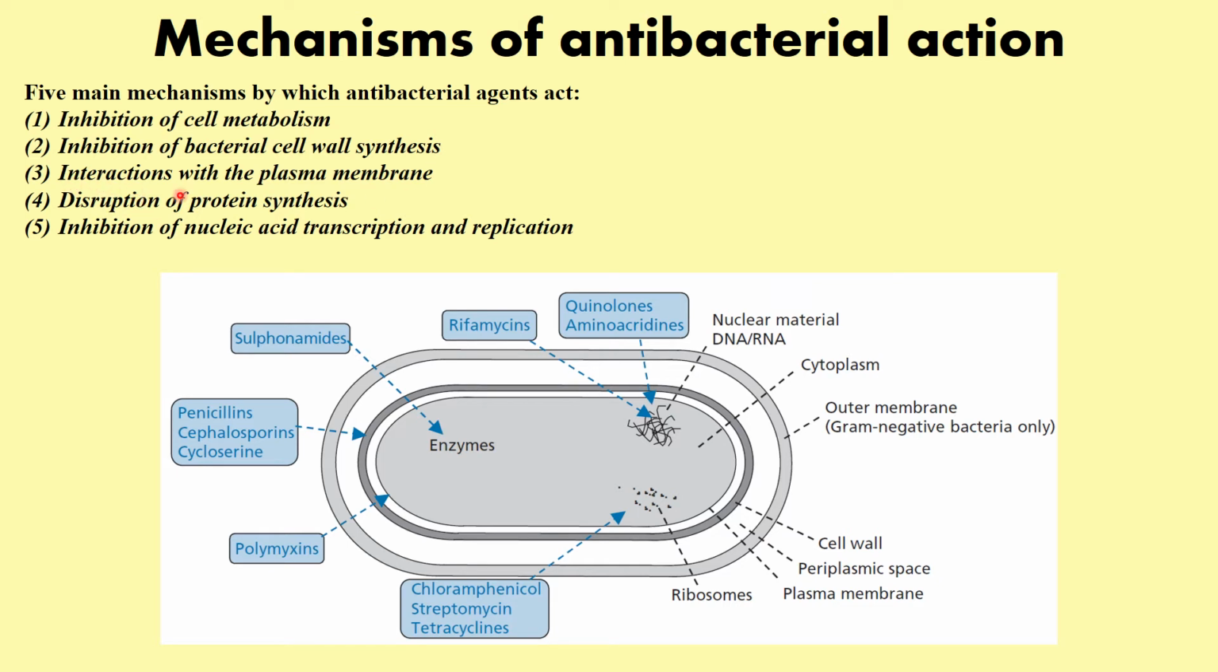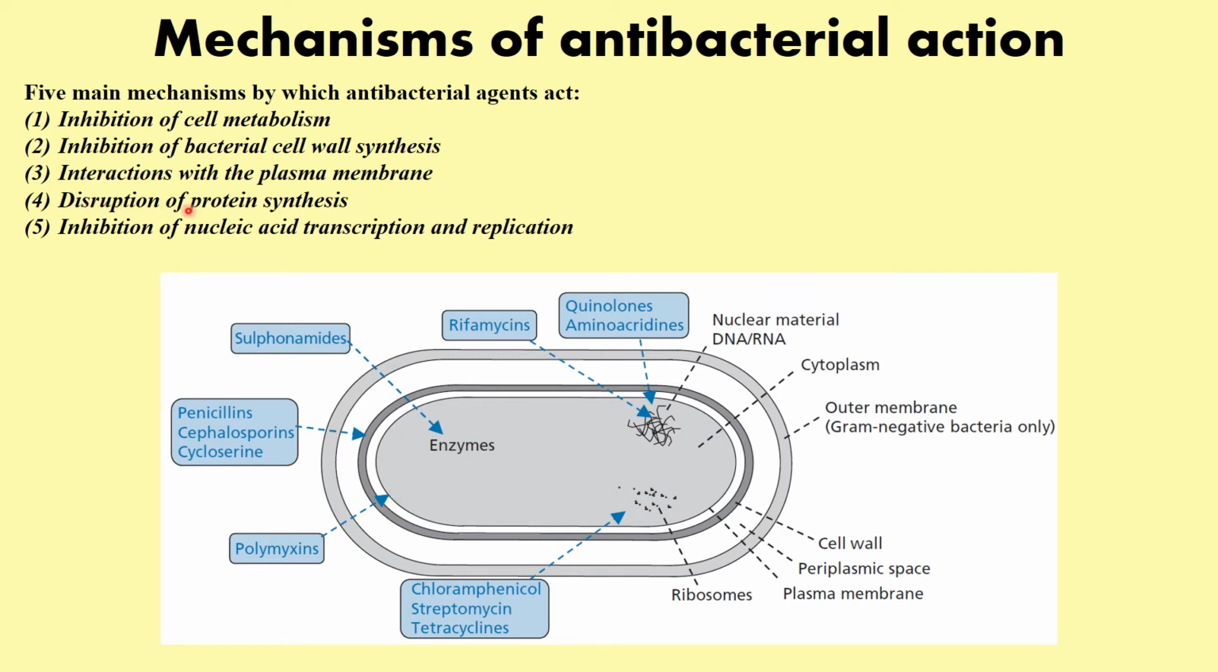And then there is interaction with the plasma membrane. Drugs like polymyxins interact with the plasma membrane, and what do they actually do? We clearly know that there is a very fine balance of ions inside and outside the plasma membrane. What these polymyxins do is completely disrupt the flow of these cations and ions inside and outside, as a result of which the cell dies.